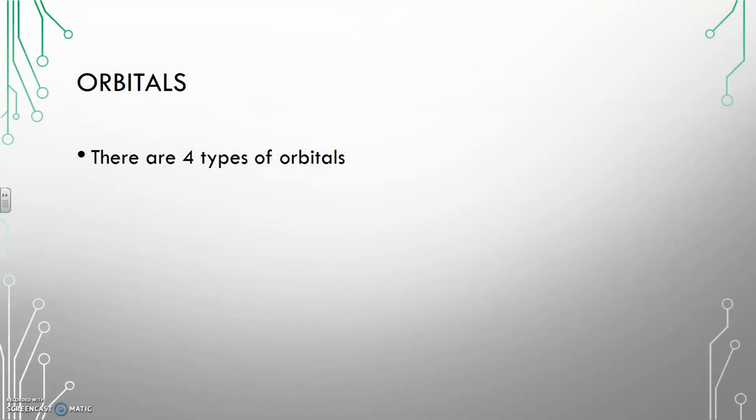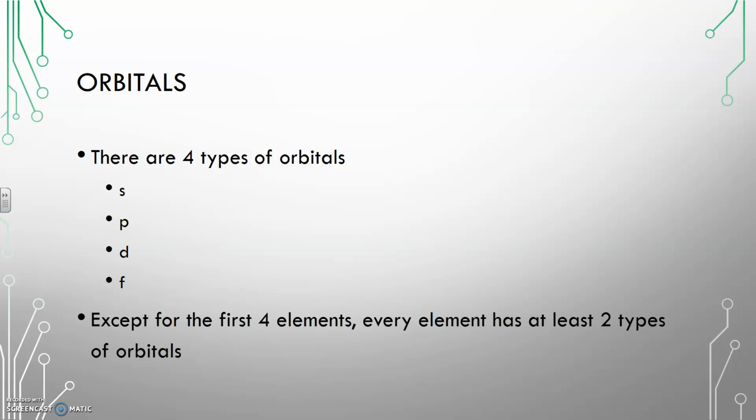So there are 4 different types of orbitals, and they are very creatively named S, P, D, and F. Except for the first 4 elements, every element has at least 2 types of orbitals. The first 4 only have s orbitals.